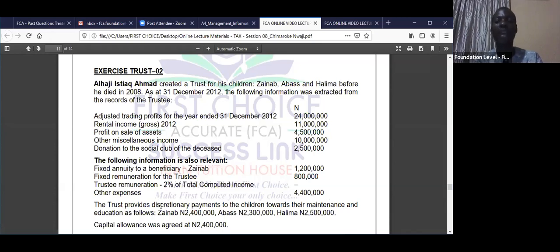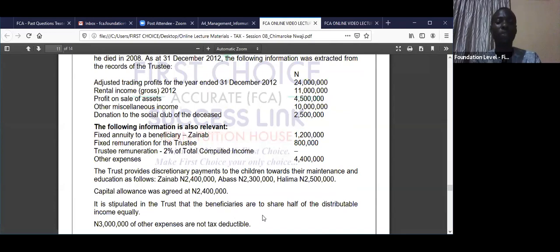Now, the trustee provides discretionary payments. So you see, the questions all follow the same pattern. They will give you your profits figure at the top. Then you start seeing expenses. You have to determine which one is allowable and which are not. Then don't forget, they will give you capital allowance. If they give you that figure, you know it relates to trading profits. Now, you'll be seeing discretionary payments. That's what you would do after your computed profits, your computed income.